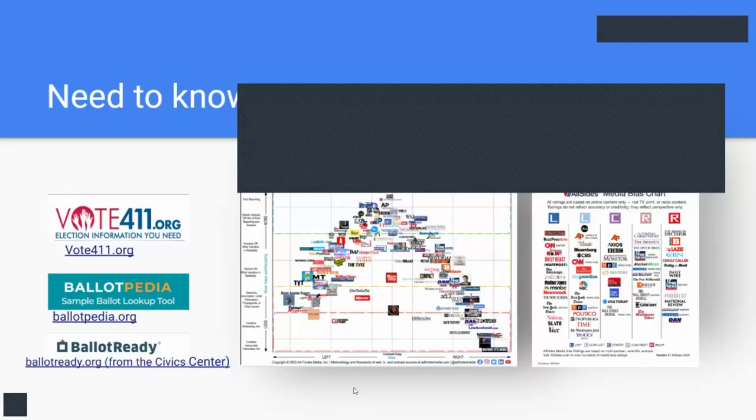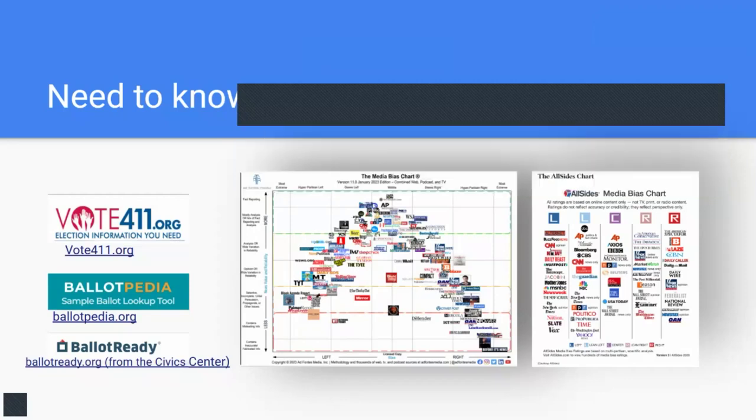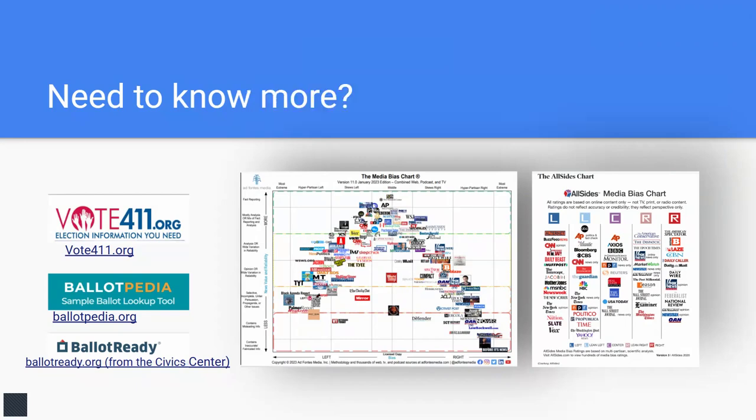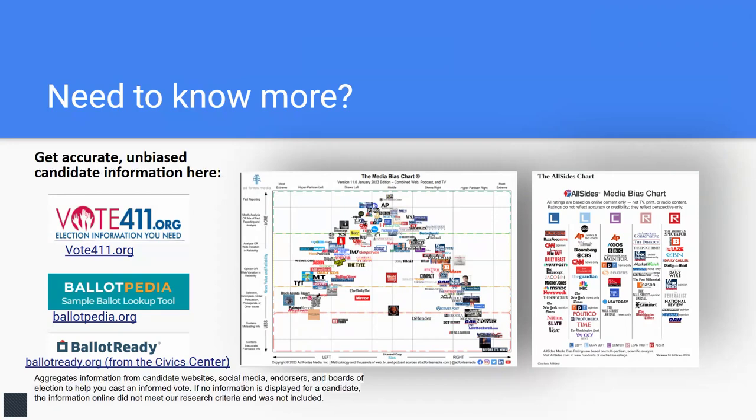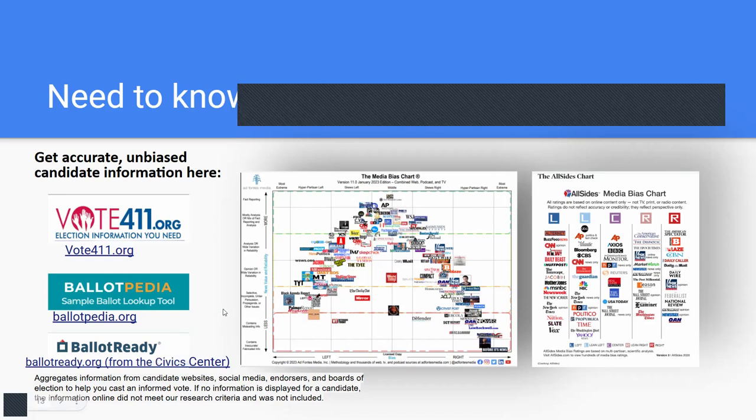All right. Again, we've got the Ad Fontes Media information here because Sean, was it you yesterday who said, where do people get information? So we include that in this slideshow as well. But in addition, we've got a couple of other sources because around voting, there are other places where you can get accurate and unbiased information about candidates. We obviously know about Vote 411. But Ballotpedia is another simple ballot lookup tool where you can get information about your candidates based on your address.